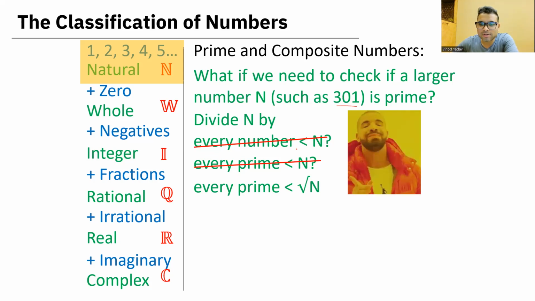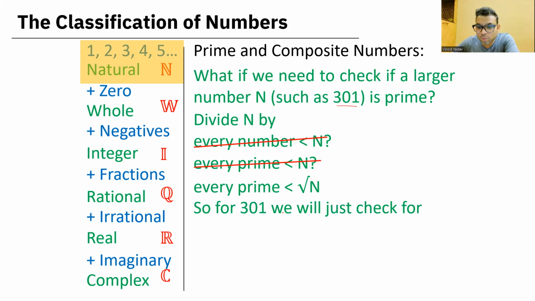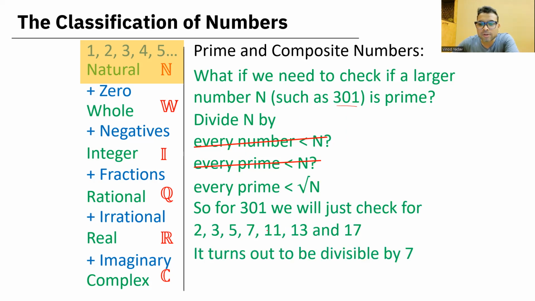So for 301, we will check the nearest perfect square. 17 squared is 289, 18 squared is 324. So up to 17. From 2 to 17, list down all the prime numbers only: 2, 3, 5, 7, 11, 13, 17. Check with these only. It turns out to be divisible by 7, friends. 301 is divisible by 7, so it's not a prime number. That is, apart from 1 and 301, there is one more factor, 7.